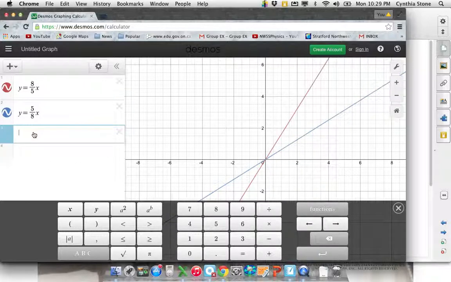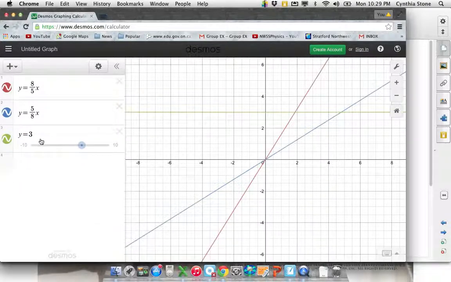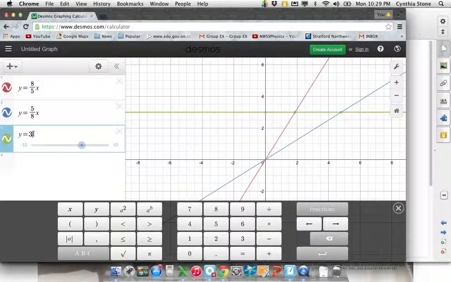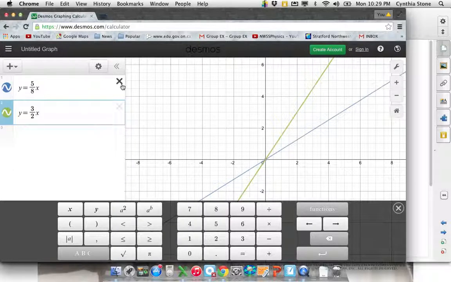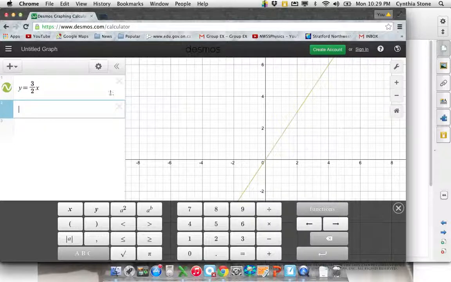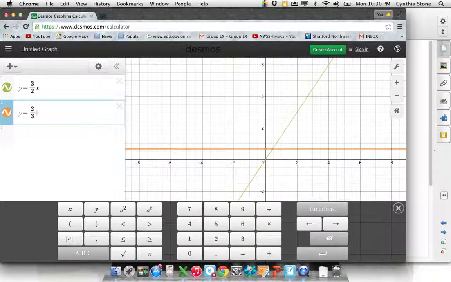Let's do that again. So what if we said 3 over 2x? You go divide. And now let's do y equals 2 over 3x. I'm hitting the divide button. Okay, again, 3 over 2 is more steep than 2 over 3. Okay?